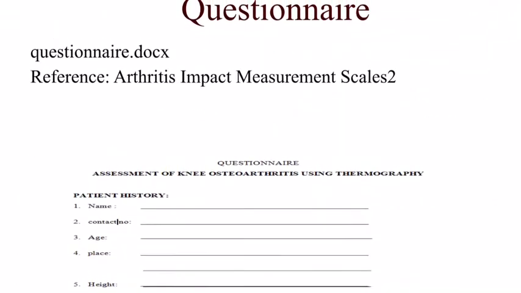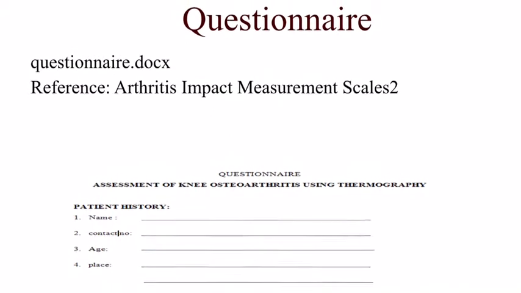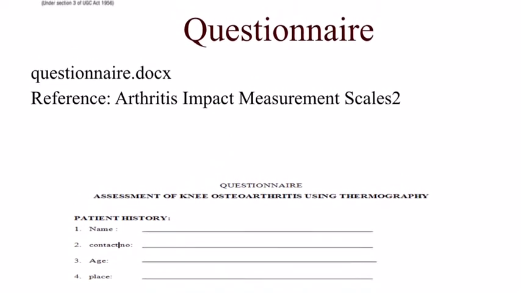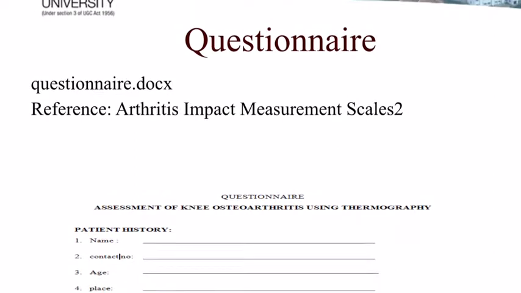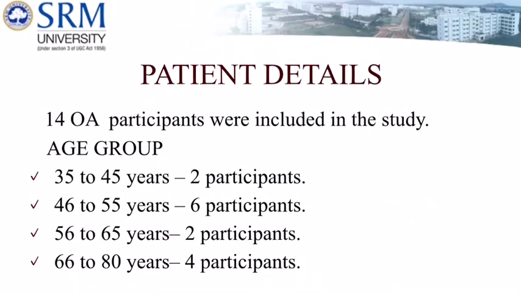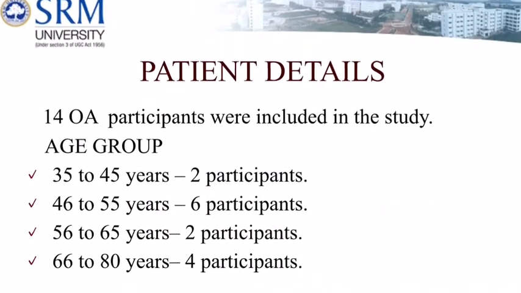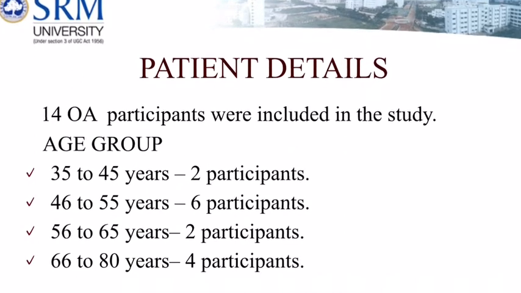A questionnaire, referenced from the Arthritis Impact Measurement Scales, was used to evaluate the physical disability of the osteoarthritic patients. 14 knee osteoarthritic patients were included in the study and their age groups were categorized as shown.